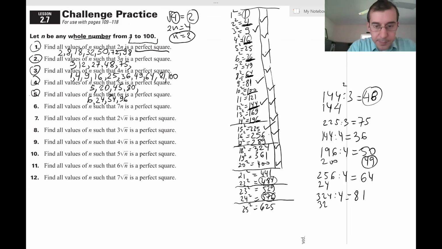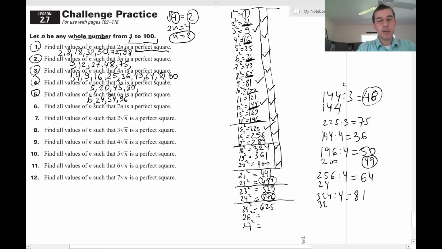So number 6, find all values of n such that 7n is a perfect square. n is up to 100, so 7n can be up to 700. Here we need to compute a couple more, 26 squared and 27 squared, because we have to cross the 700 mark. 26 times 26 is 676, and most likely here we're going to cross it. 27 times 27 is 729. So we're looking for perfect squares up to 676, from 1 all the way to 676.